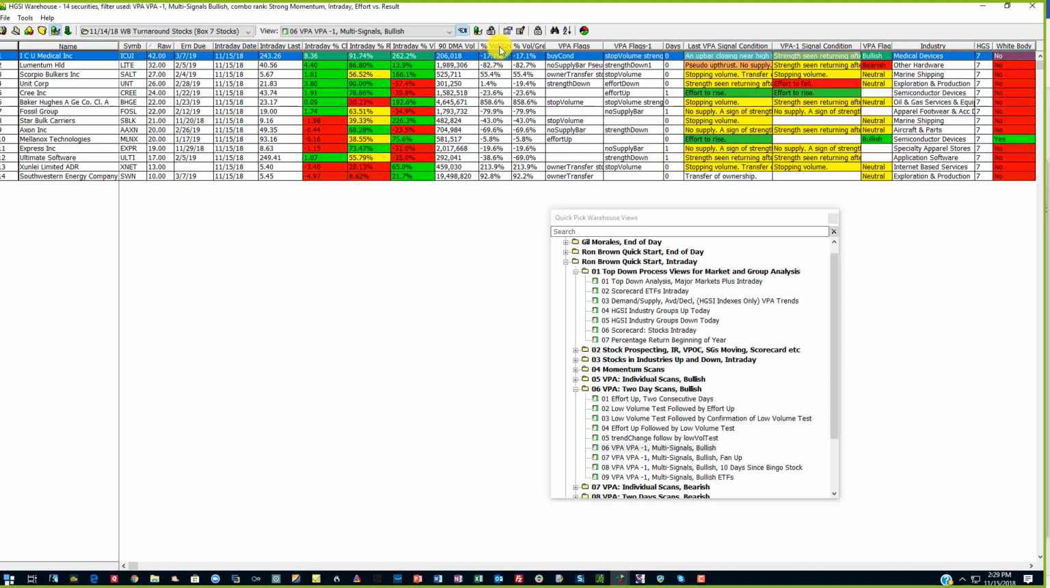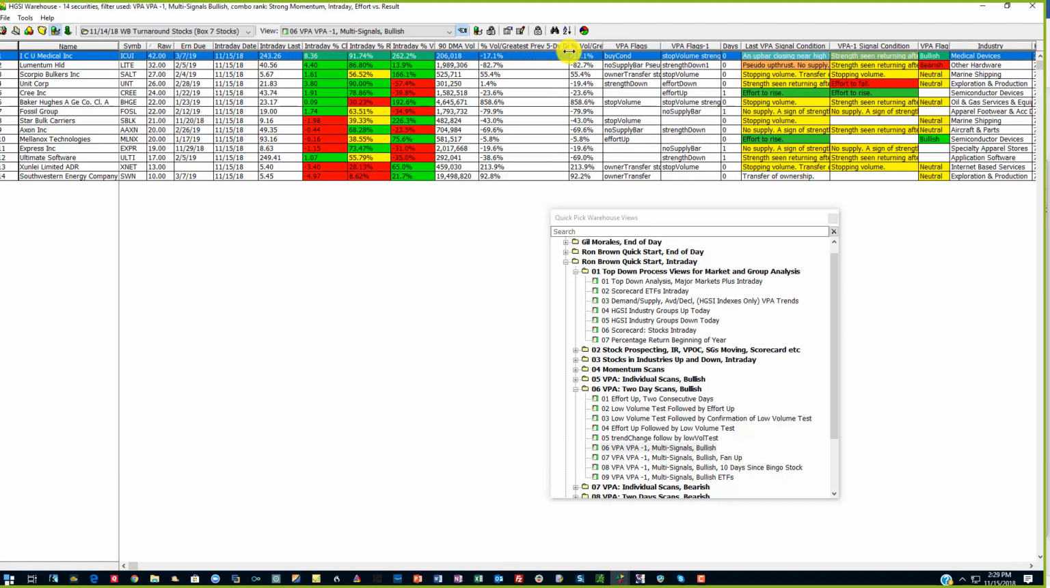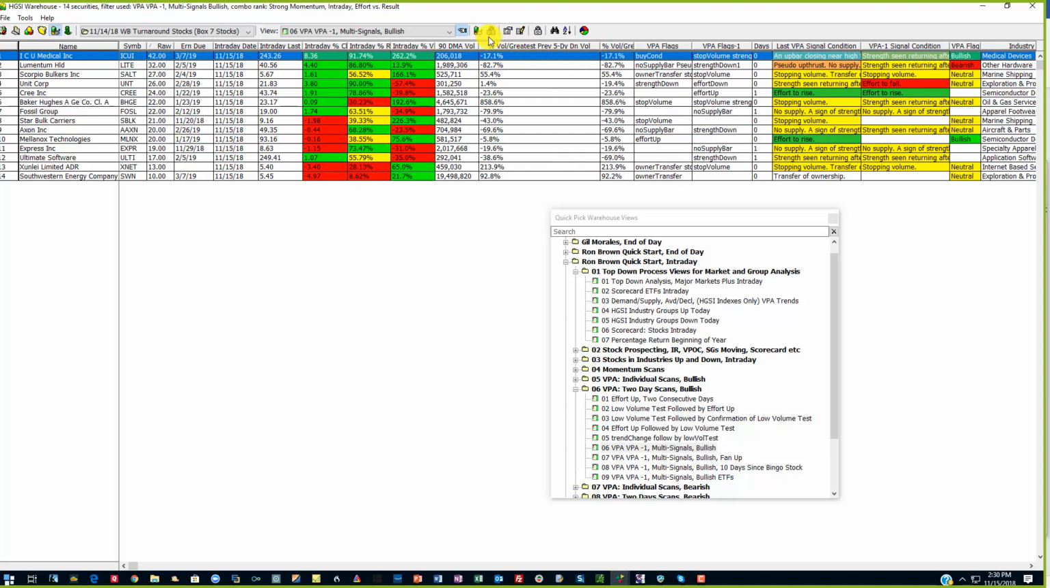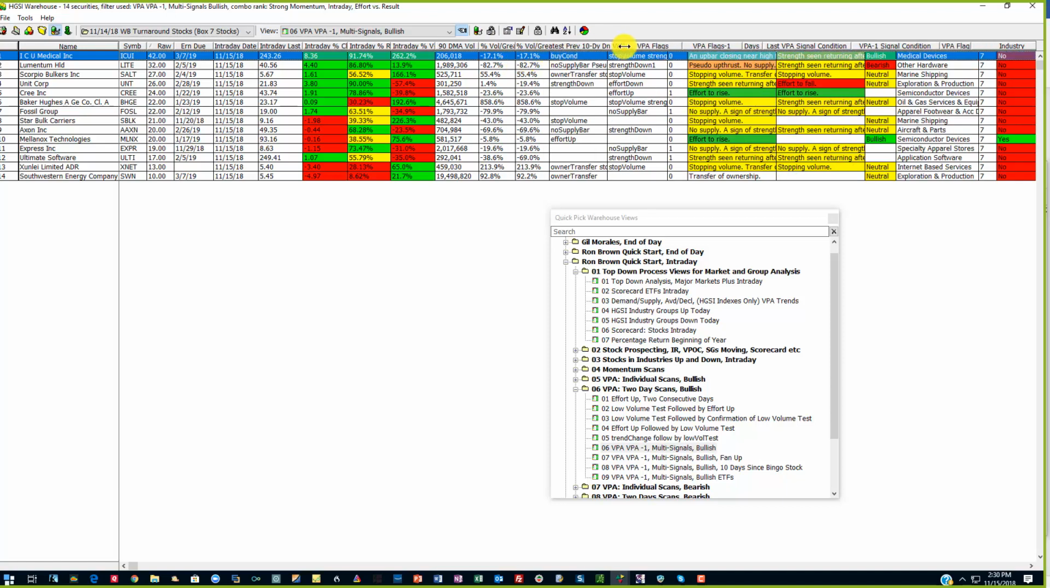So this would be the 5-day pocket pivot. This would be the 10-day pocket pivot. Let me open these up for you. Percent volume divided by the greatest previous 5-day down volume. I wish it were just named 5 and 10-day pocket pivots, but they're not. But that's what that represents.